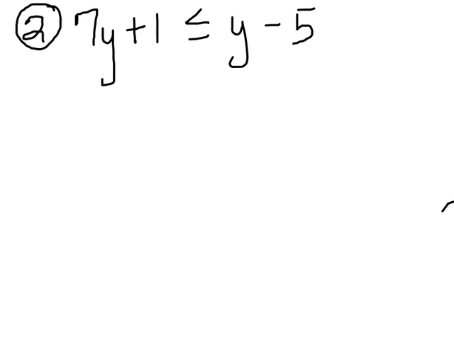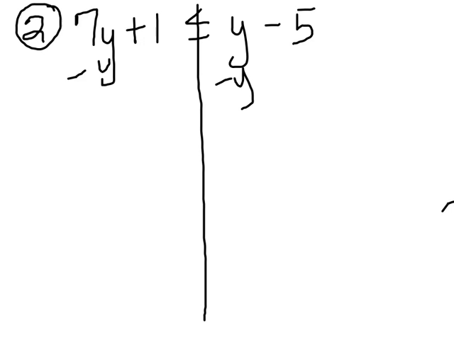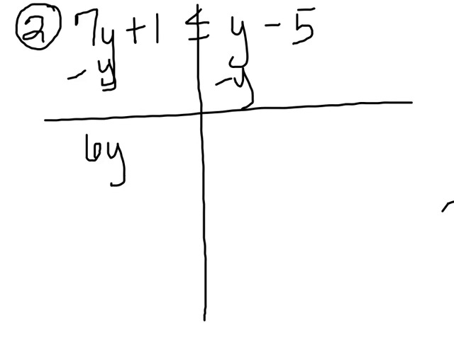First step that we're going to do is we need to get our letters together. So we are going to move y's together, and we do that by doing inverse operations, and we are going to subtract y from both sides. So 7y minus 1y is 6y, and then we still have plus 1 less than or equal to negative 5.